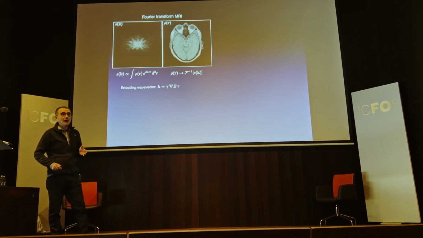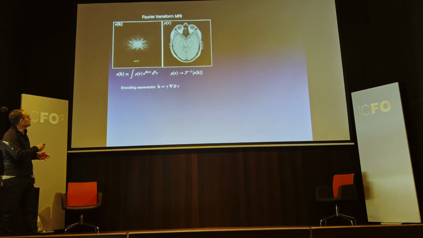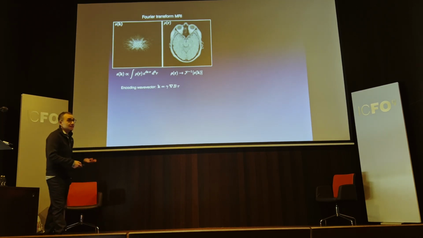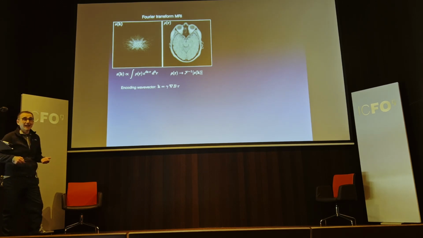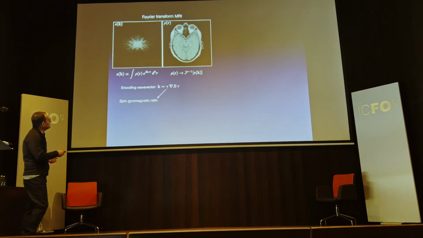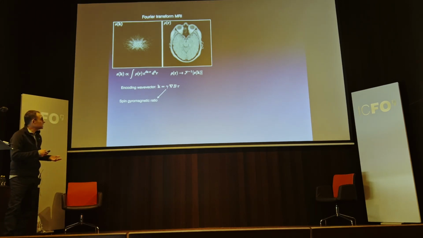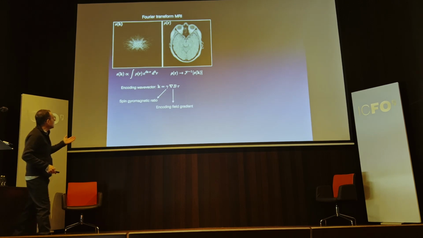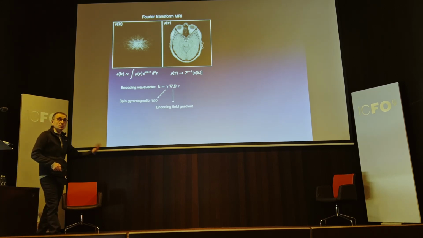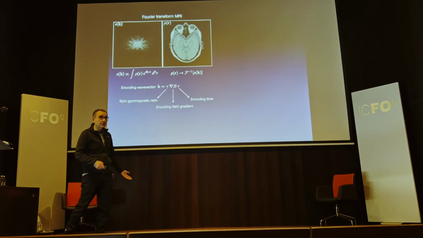So let me remind you how Fourier transform MRI works. The measurements, when you put a sample into a spectrometer and you measure the transverse magnetization, what you're actually measuring is S of K, where K is this wave vector that's equal to gamma times the gradient in the magnetic field times tau. Now, what are these parameters? Gamma is the spin gyromagnetic ratio. Gradient of B is the gradient of encoding magnetic field. That can be a rotating field or it can be a static field. And tau is your encoding time.